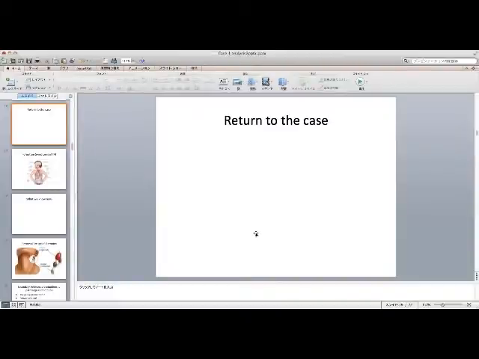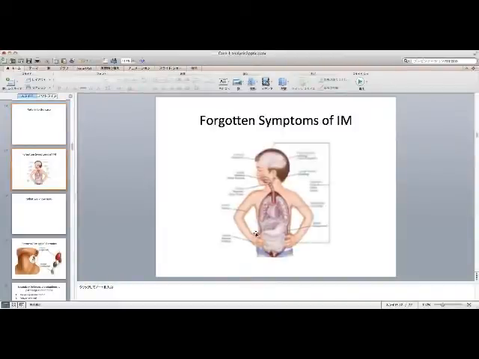So we're going to return to the case. Just keep those thoughts in mind. And there were forgotten symptoms of IM. The symptoms of IM could be in the brain. They could be in the tissues of the mouth. The inflammatory materials could come down further to the neck. They go into the lungs, to the spleen that would be over here, to the liver that's over here, and to all the lymph nodes, okay?